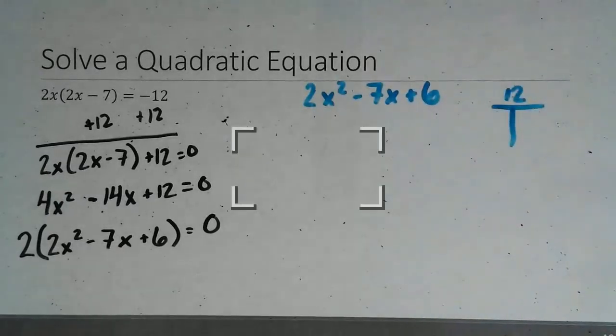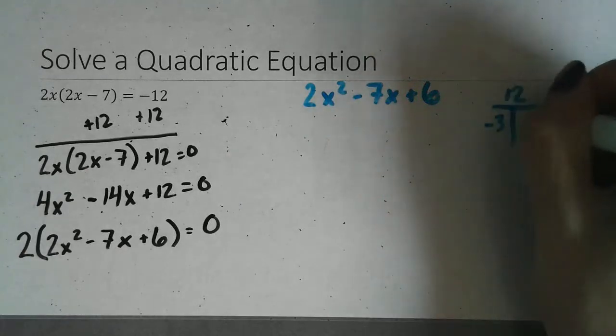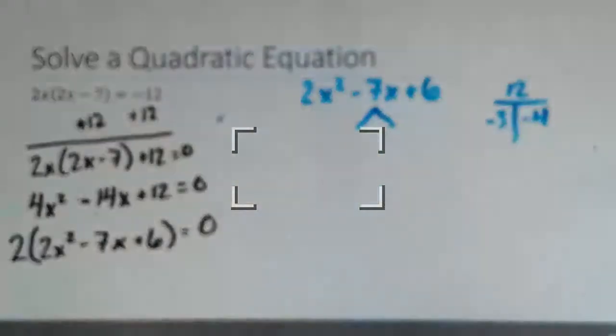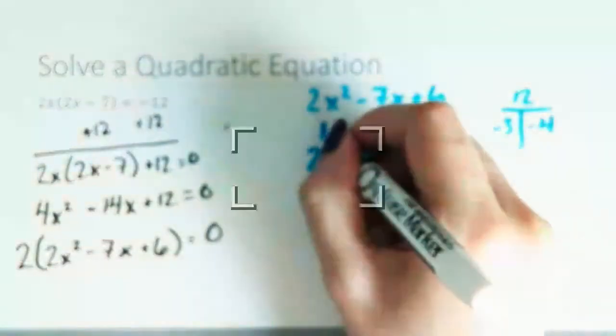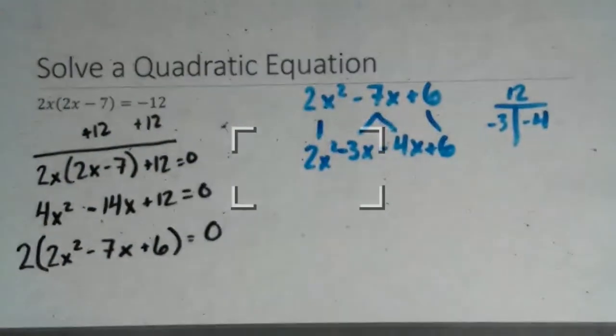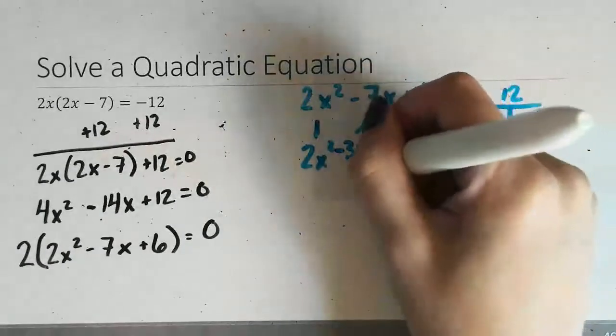I need two numbers that multiply to give me a positive 12 but add to give me a negative 7. That's going to be a negative 3 and a negative 4. So I'm going to split my negative 7x term into a negative 3x and a negative 4x. I now need to bring down my first term, that 2x squared, and my constant term, the plus 6. Now that I have 4 terms, I can factor by grouping. So I need to split it into 2 groups of 2.